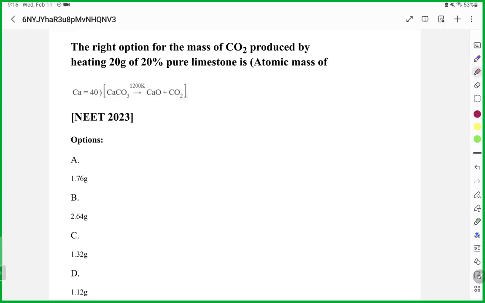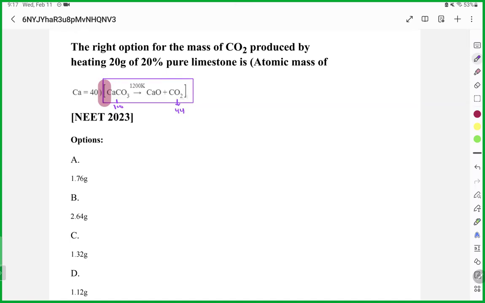Sir, I'm not getting the answer. Yes, Jordan. Option 1, 1.76. Let's see. This is the equation. If you see in this situation, what will happen? Molar mass of calcium carbonate is 100. Molar mass of CO2 is 44.